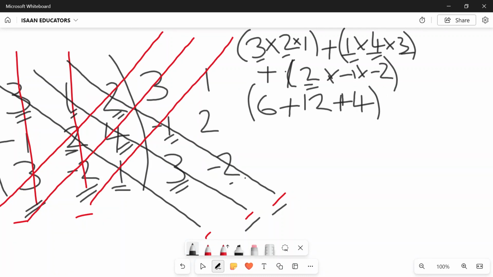Then you're going to subtract them from the products of the elements in the other diagonal. So when you do this calculation, 6 plus 12 is 18, then plus 4 gives you 22. So we are done with the product of the elements in the leading diagonal. We are going now to calculate the product of the elements in the other diagonal, and then subtract for us to get the determinant.